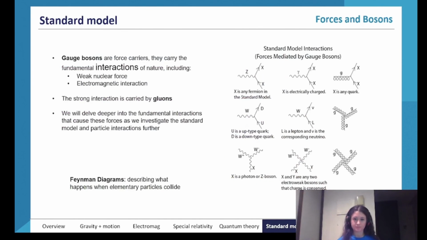Okay, getting onto the interactions of, no, sorry, I was right. Electromagnetic interaction is a photon. I don't know what I'm thinking. I'm very tired.